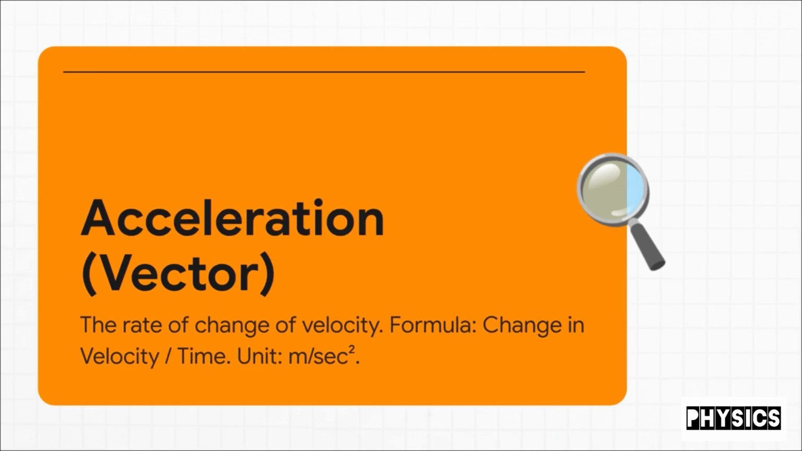And that brings us to acceleration, which is another vector. It measures the rate of change of your velocity. Now, this is key. It means you are accelerating any time you speed up, slow down, or, and this is the part people often forget, even if you just change your direction while moving at a constant speed.